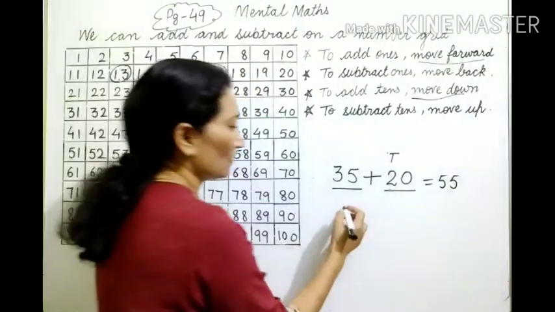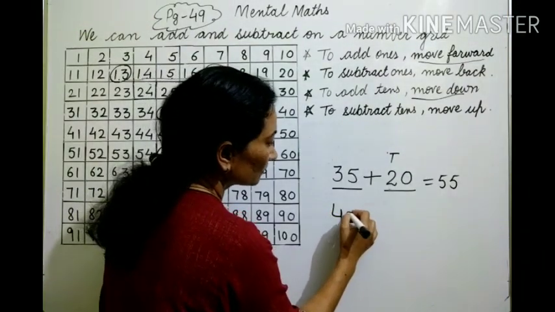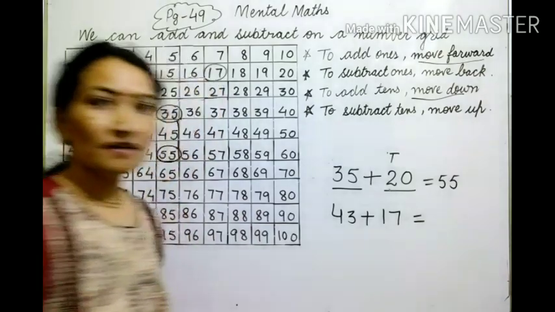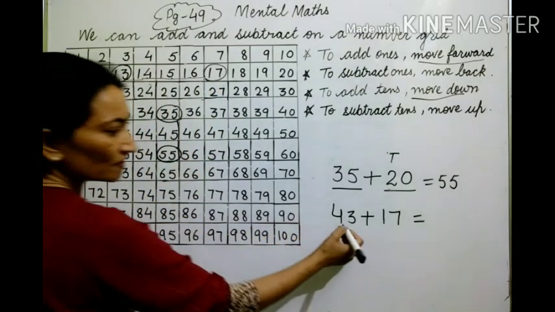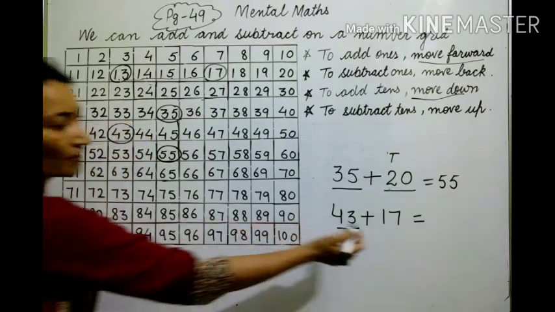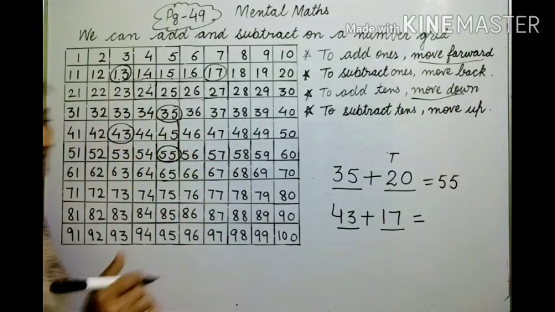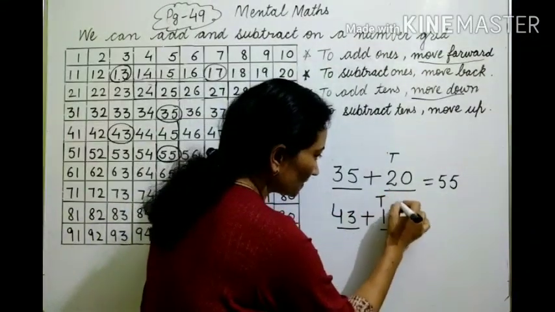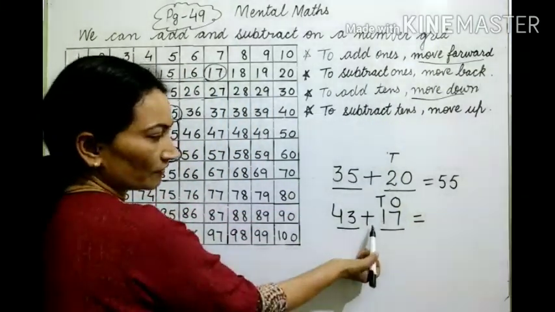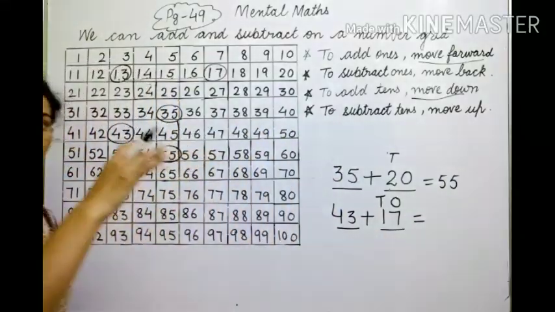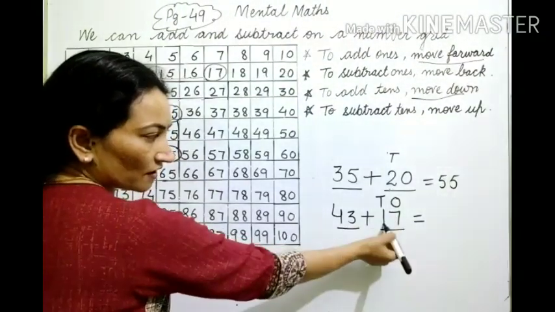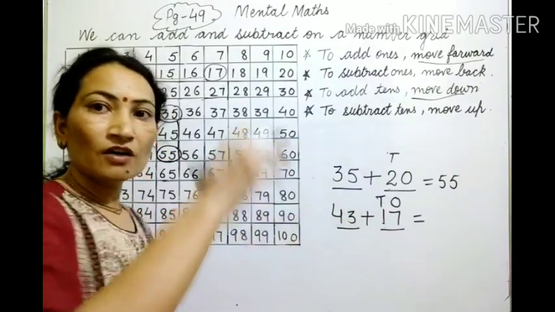Let's take another number. 43 plus 17. Then how will we add? By using the number grid. First we see where is 43 in the number grid. Here. Now we want to add 17. In 17, first we see how many tens and how many ones. So according to the third rule, when we add 10, then we will move down. Means from 43, 1 step. As here is only 1 ten, we will move down 1 step.